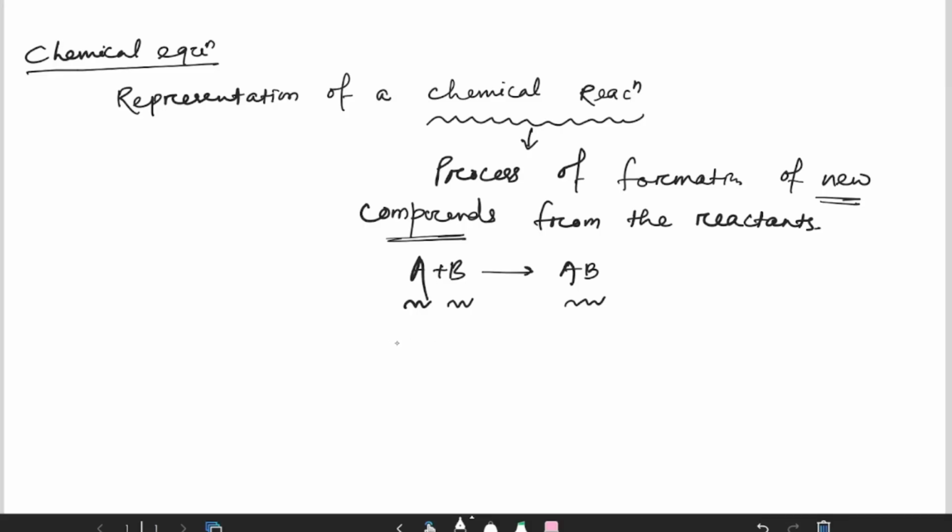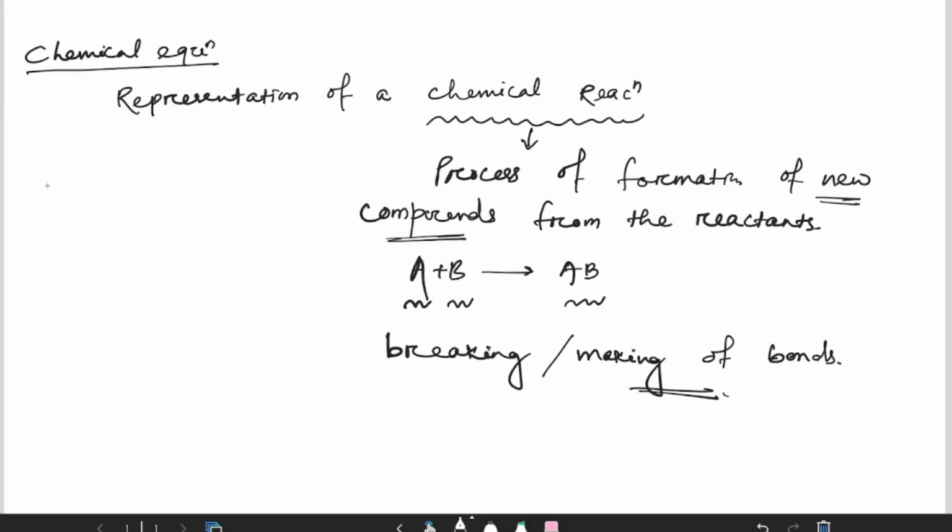In this case, what happened basically is there is breaking and making of bonds. So this is what your chemical reaction is.